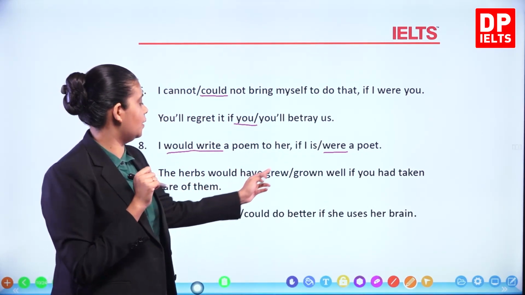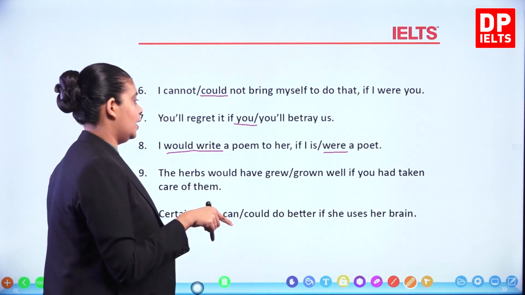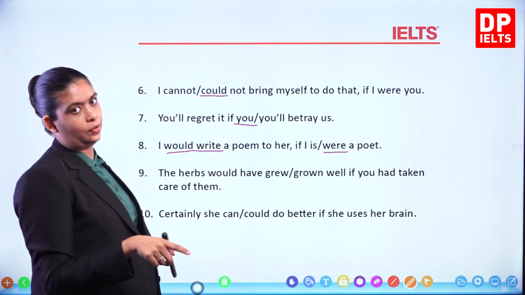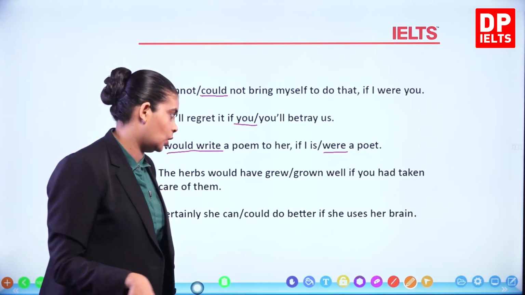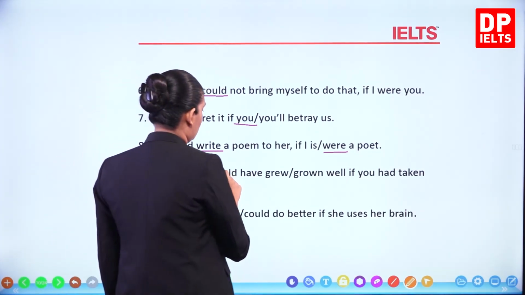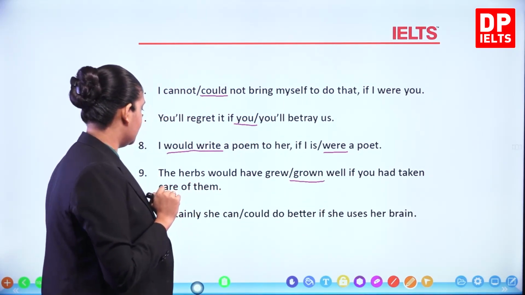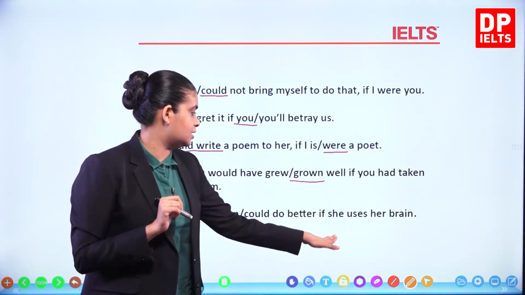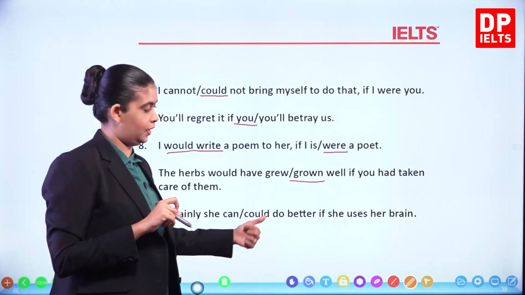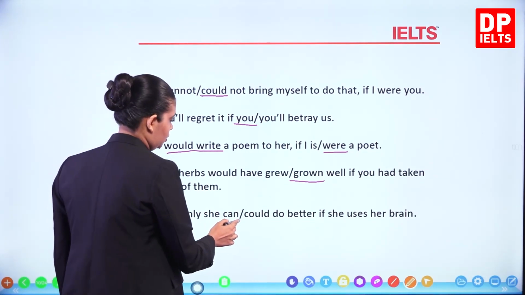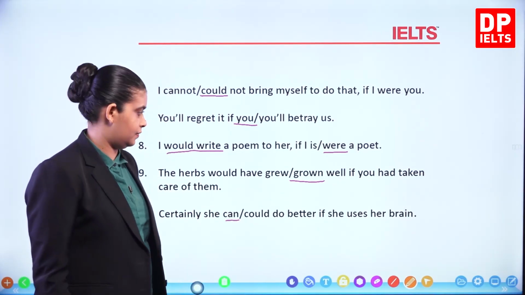The herbs would have grown. Would have grown well if you had taken care of them, right? Something that could have happened but did not happen, right? So the herbs would have grown well. Next one: certainly she can do better if she uses her brain. Certainly she could do better. Okay, so could do better if she uses her brain.